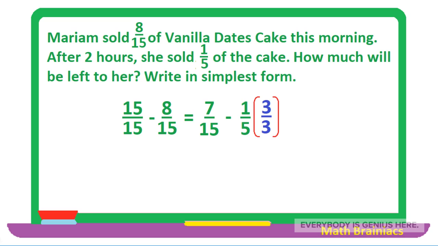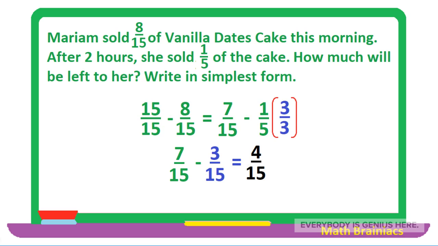Correspondingly, we're going to multiply 1 over 5 by 3 over 3. 1 times 3 will give us 3, and 5 times 3 will give us 15. Therefore, we have made the denominators exactly the same. Now we can subtract the numerators.